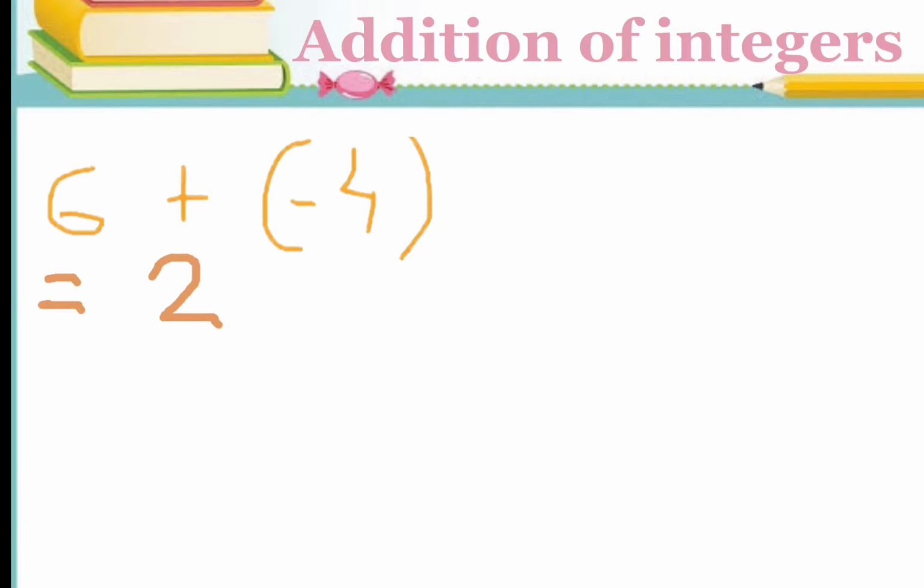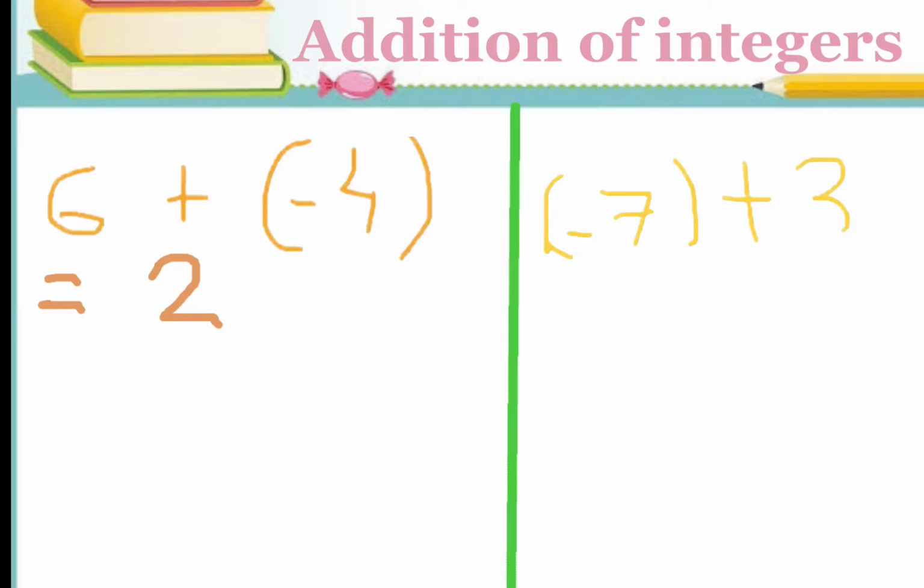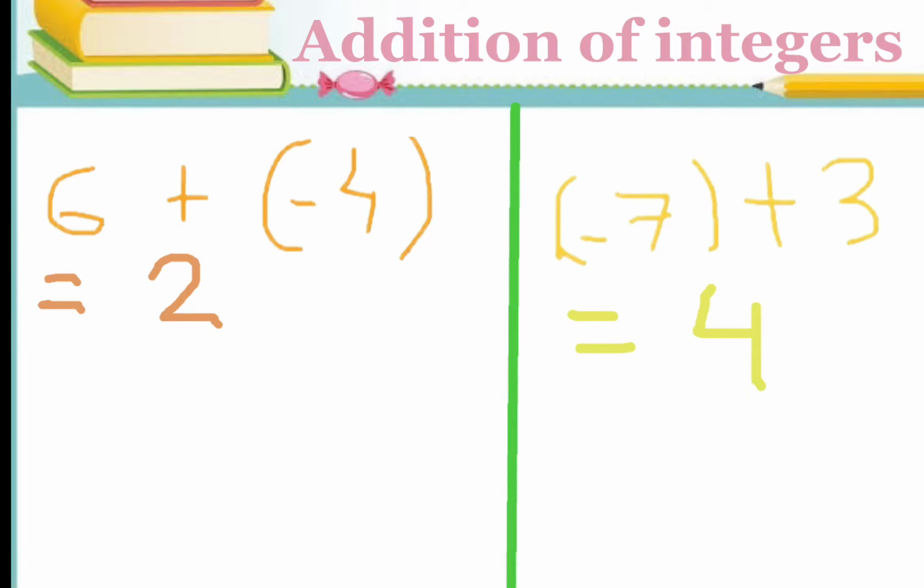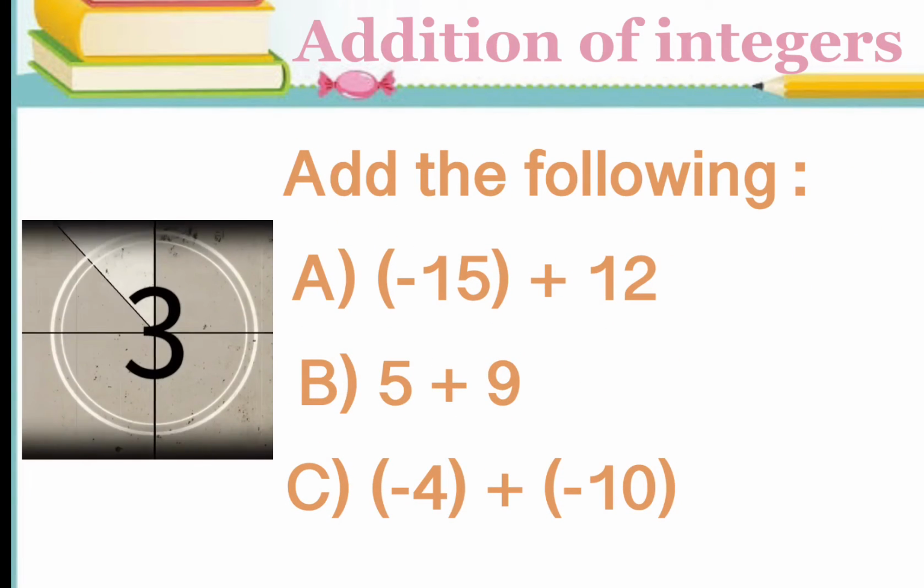For example, another question is minus 7 plus 3. So what will be your answer here? As you can see, minus 7 is a negative integer and 3 is a positive integer. So minus and plus becomes minus. So here also we are performing the subtraction operation. After subtracting 3 from 7, we get 4 as the answer. As you can see, 7 is the greater value here and it has minus sign. So the answer will be minus 4. Here I am giving you a few questions. Perform them and answer me in the comment section.